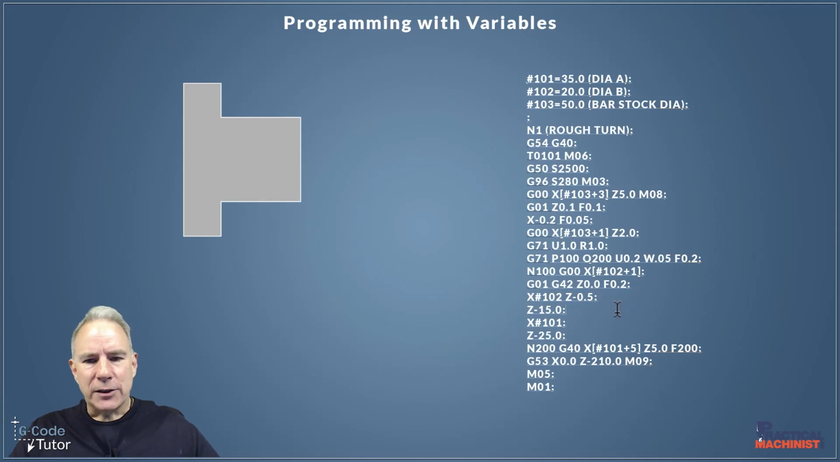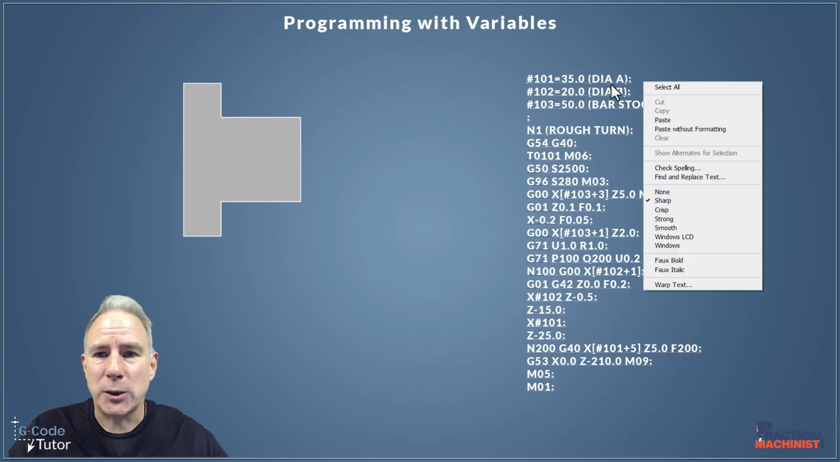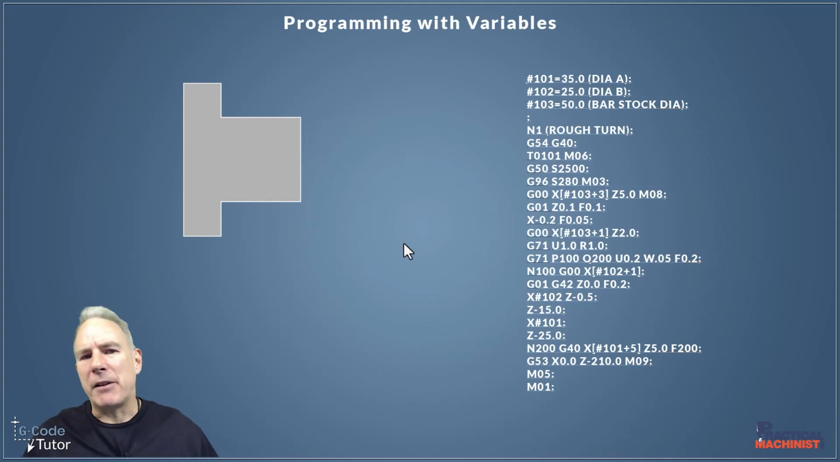So with those X values changed, we can now change these values to change our entire program. Say, for example, we want the smaller diameter here to be 25 millimeters. We just change this to a 5 and run the program, and it's going to produce that part with a 25 millimeter diameter there. So you can see this is great for a family of parts at slightly different sizes. We can also use this to change speeds and feeds. So if your part is a different material, we can approach that by using variables too.